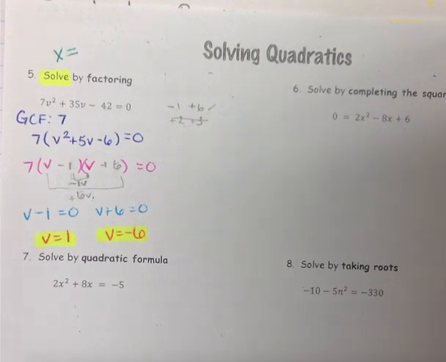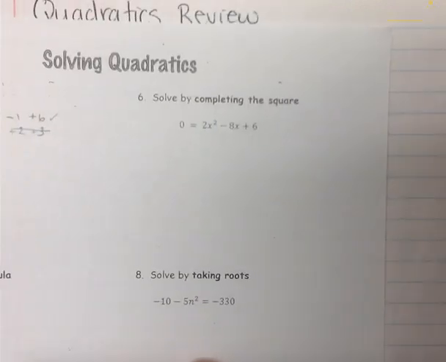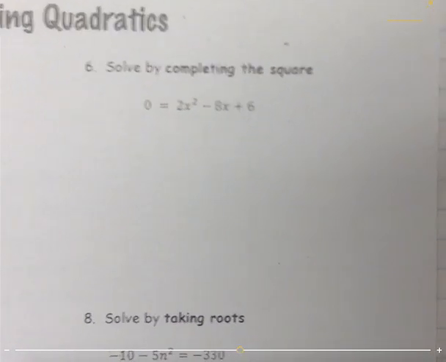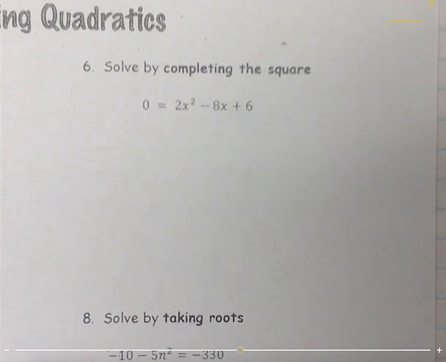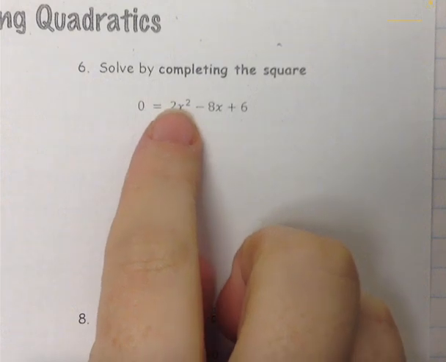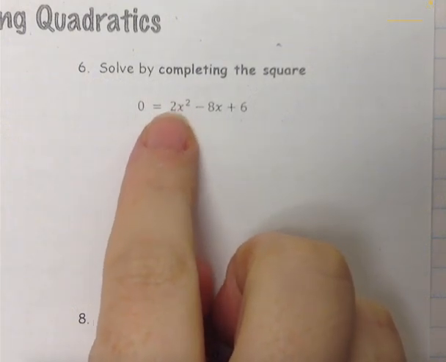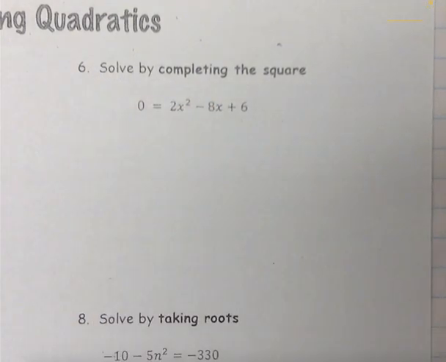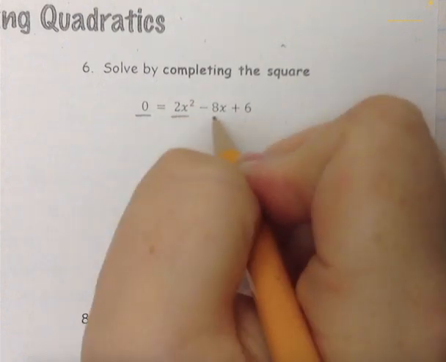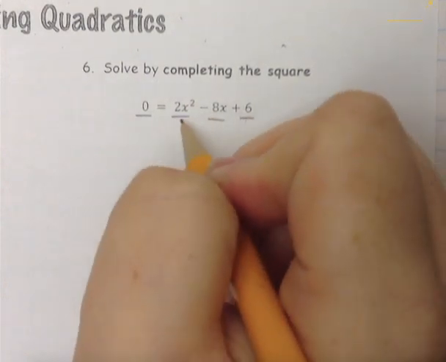The next example asks us to solve by completing the square. Solving by completing the square is a little easier than just completing the square by putting it into vertex form. Solving by completing the square, we want our a value to be 1. It makes it much, much easier. So we're going to divide everything by that original a value. So everything is going to be divided by that positive 2.